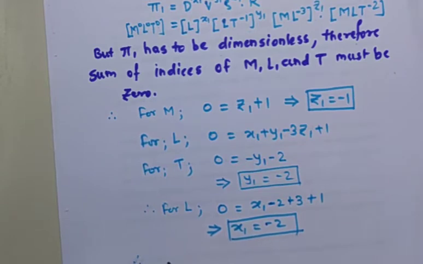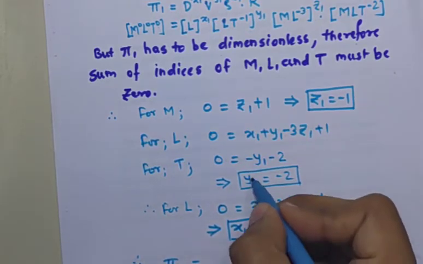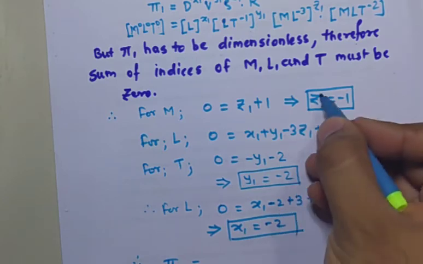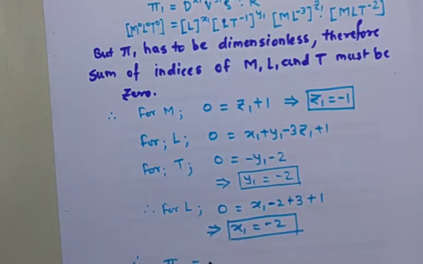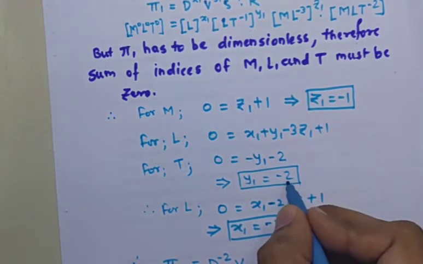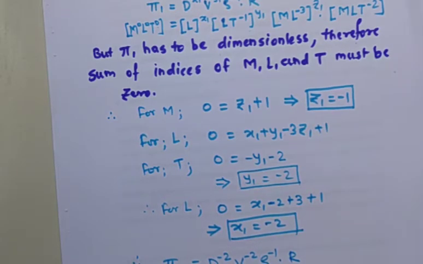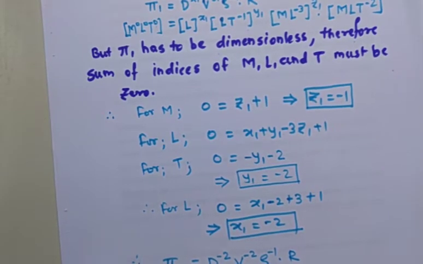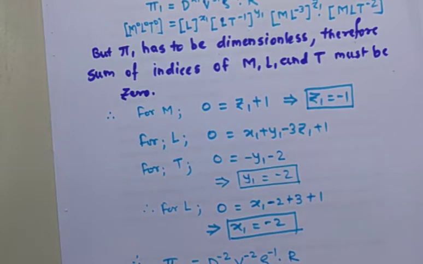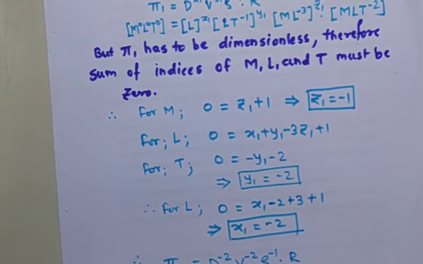So therefore pi 1 term. So here we have found the values of indices x1, y1 and z1. So pi 1 term becomes D raised to -2, V raised to -2, rho raised to -1 into R. So that is R upon D square V square into rho. So now this is your pi 1 term expression. So call this as equation number 3.